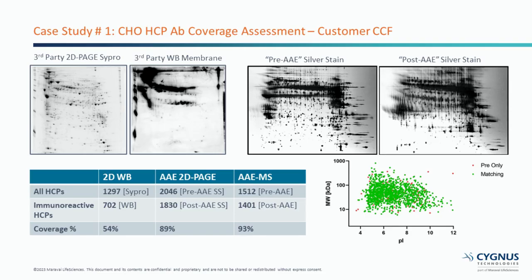This data demonstrates 3 very important points. First, antibody coverage is dependent upon detection methodology, with 2D Western blot being the least sensitive method. Second, both AAE 2D PAGE and AAE mass spec are in high agreement.